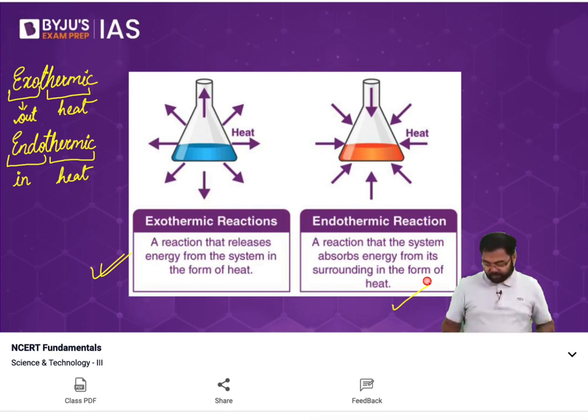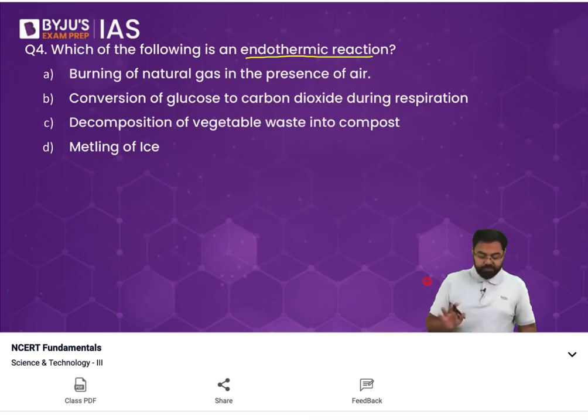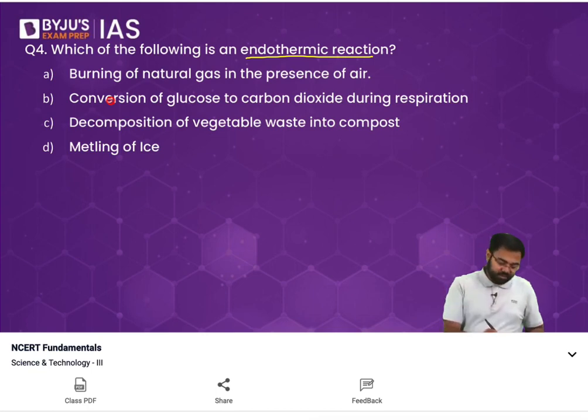Let's go back to the question and the four options given to us. First, burning of natural gas in the presence of air. Burning of natural gas will give a lot of heat out. So hence it is an exothermic reaction. So A is wrong, sorry. That's why A is an exothermic reaction.